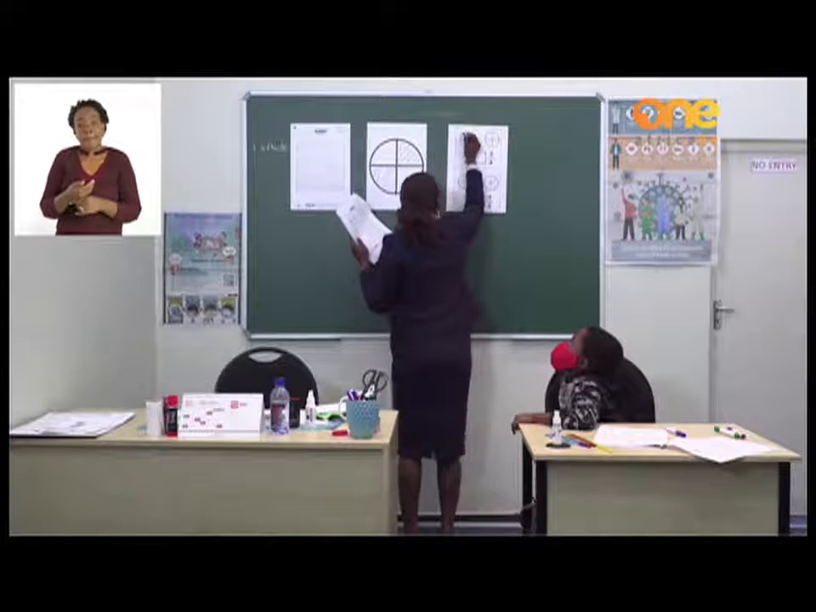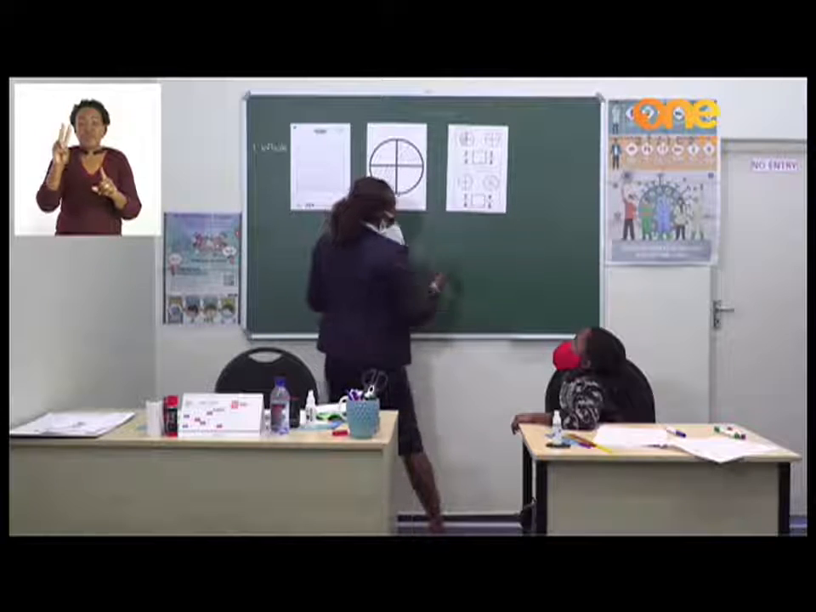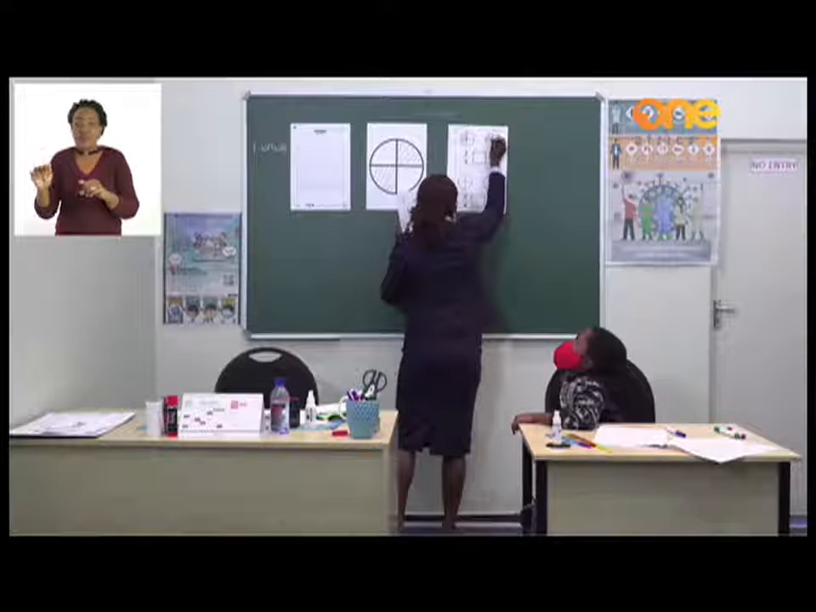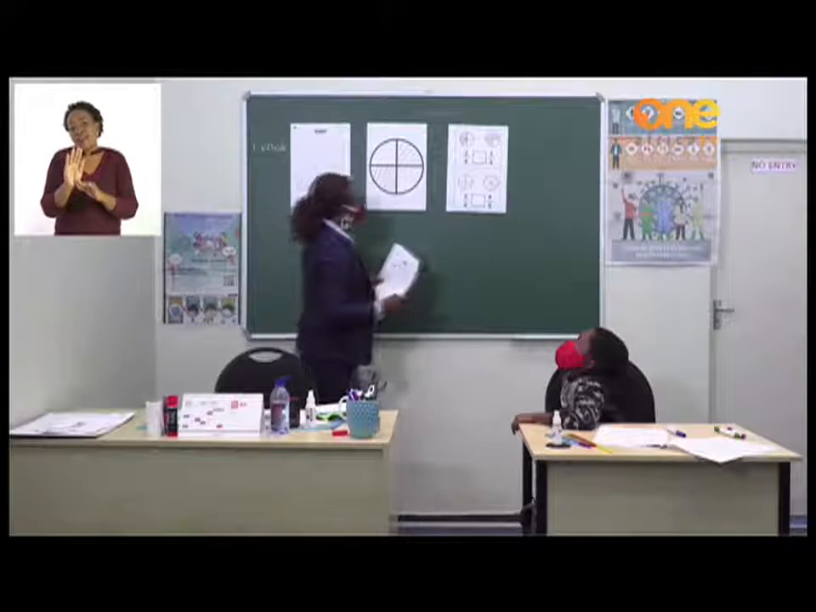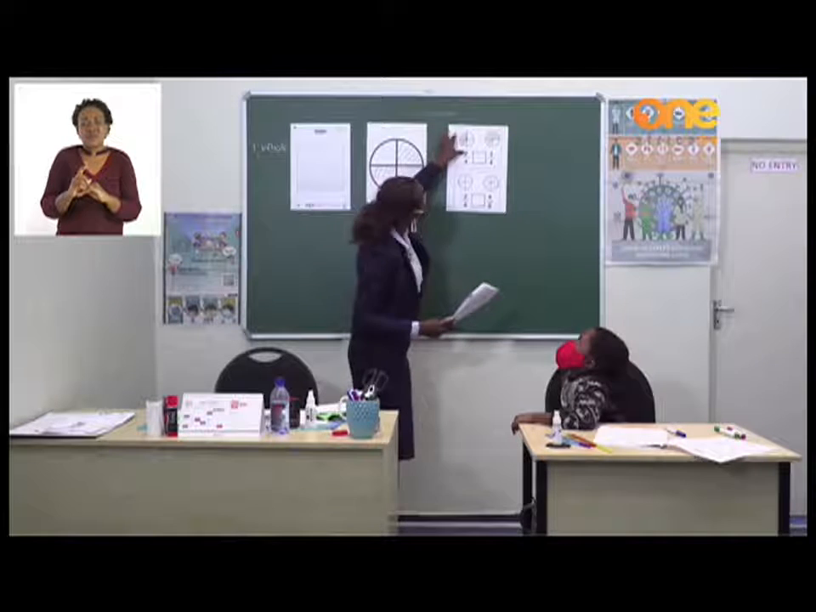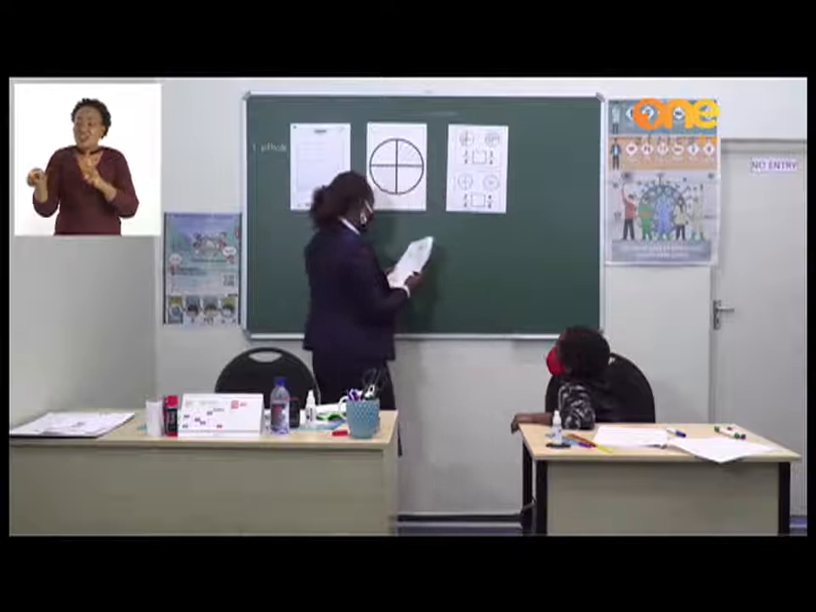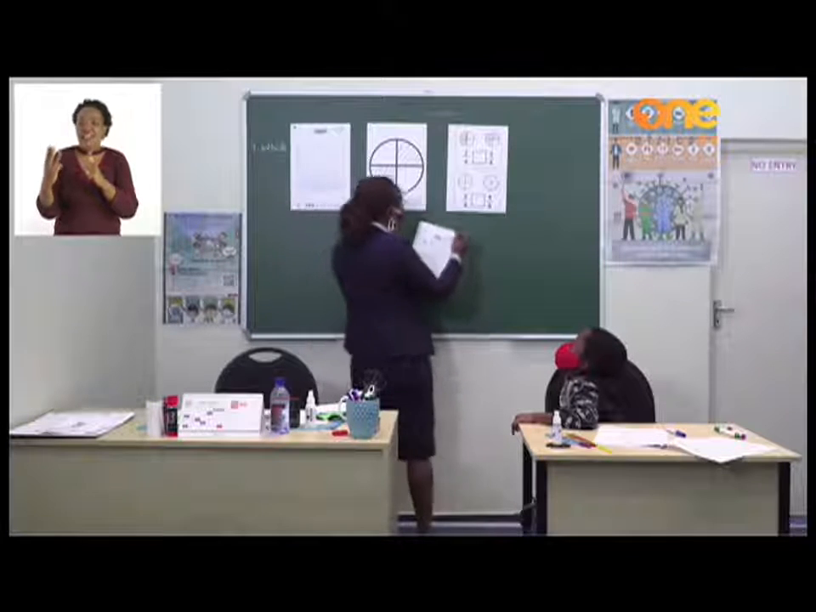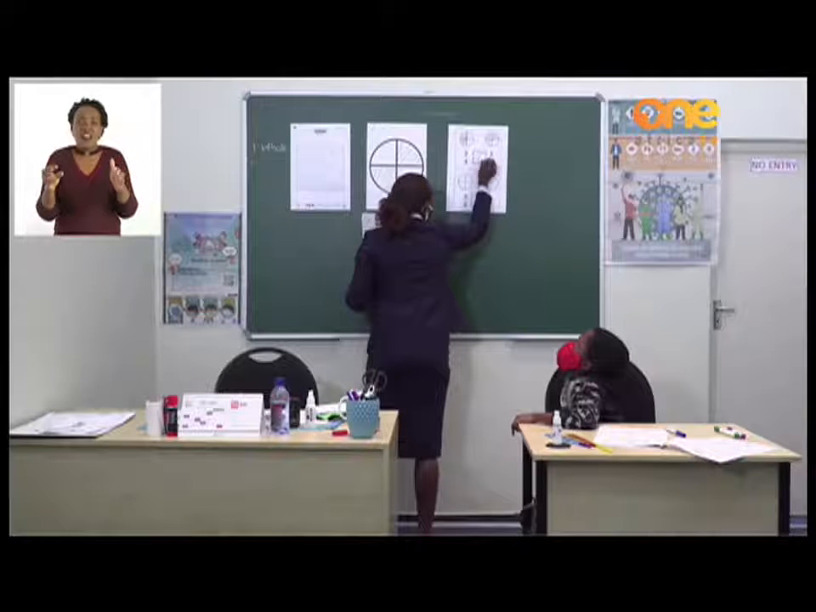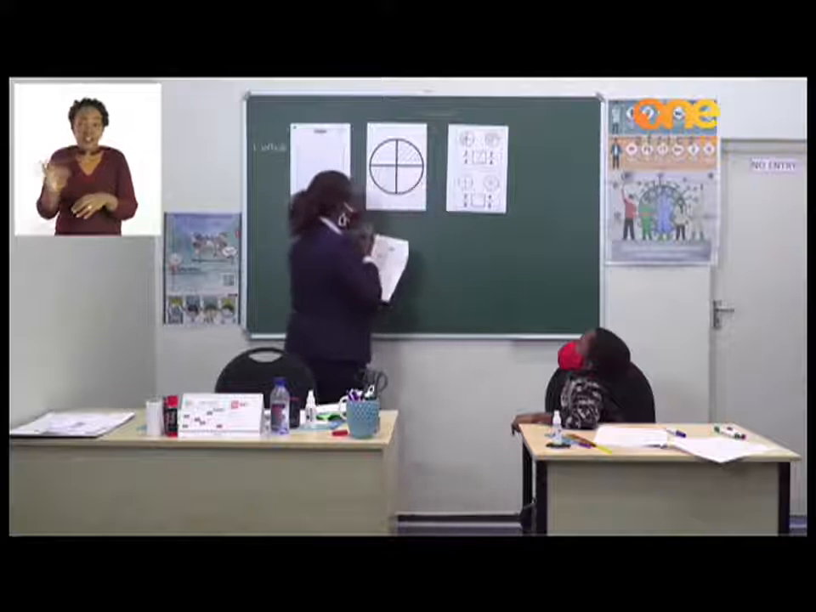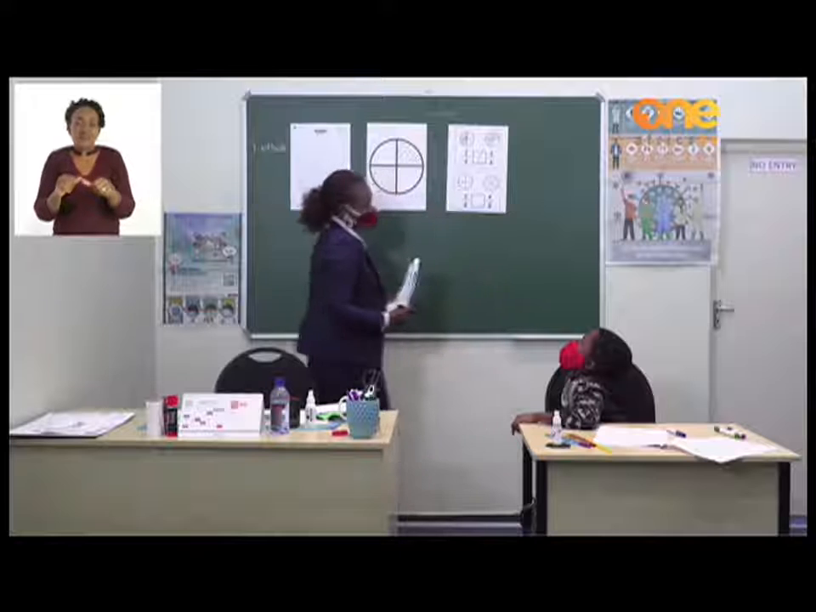So we color 1, 2. This one is 1, 2 pieces. And this one, okay. So this one will eat the 2 pieces and the other one will eat the 3 pieces. So which one is bigger? Which one will get the bigger piece? So 3 over 4 is the biggest. Okay. We now move on to the next example.